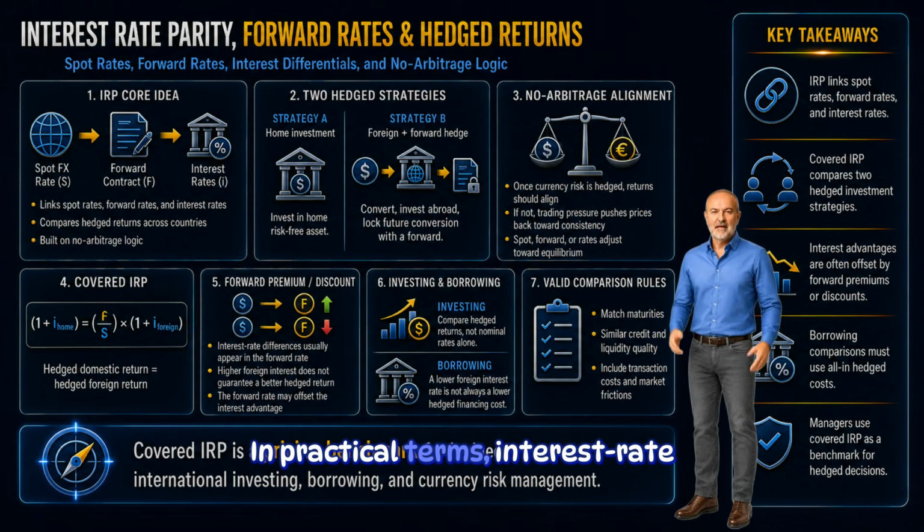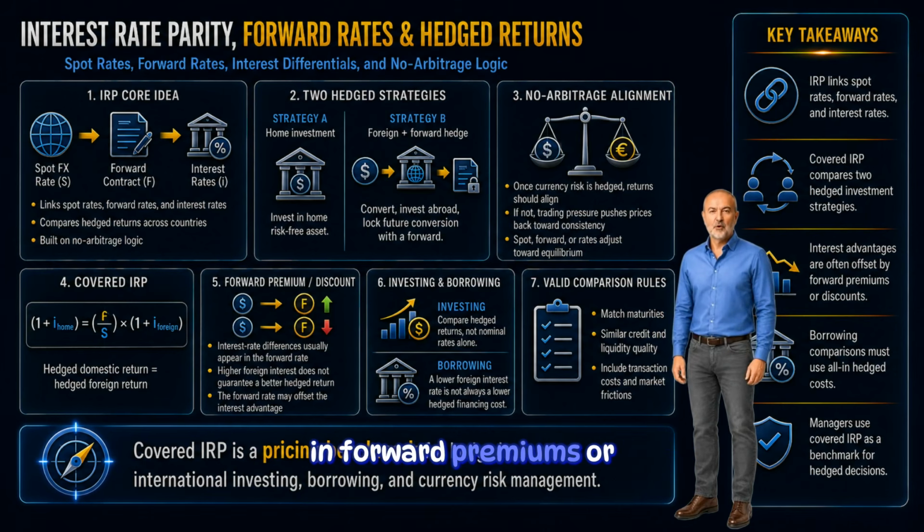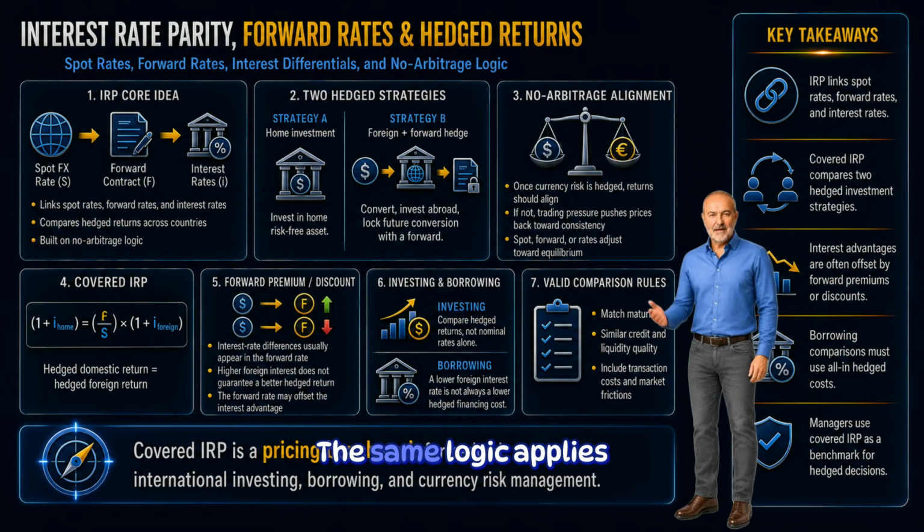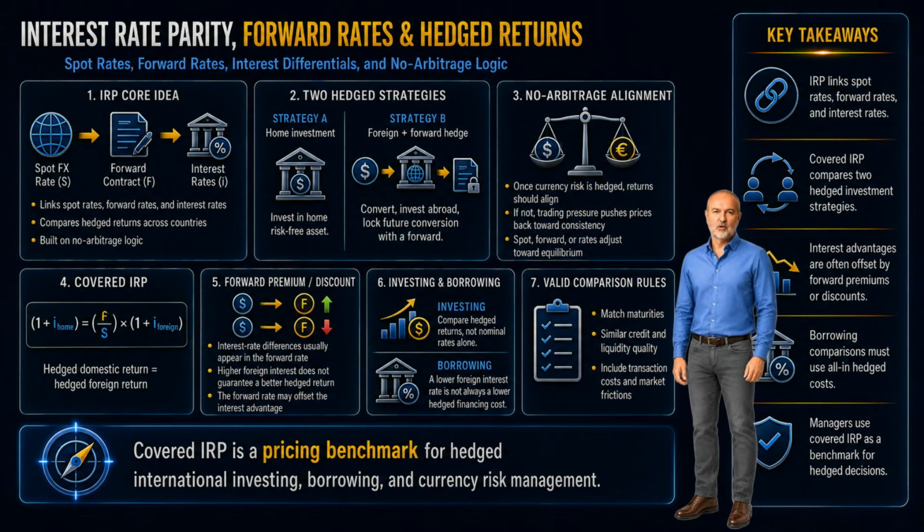In practical terms, interest rate differences are normally reflected in forward premiums or discounts. This means a higher foreign interest rate does not automatically create a superior hedged investment. The apparent interest advantage may be offset by the forward exchange rate. The same logic applies to borrowing. A lower stated interest rate in another currency is not necessarily a lower all-in hedged financing cost.